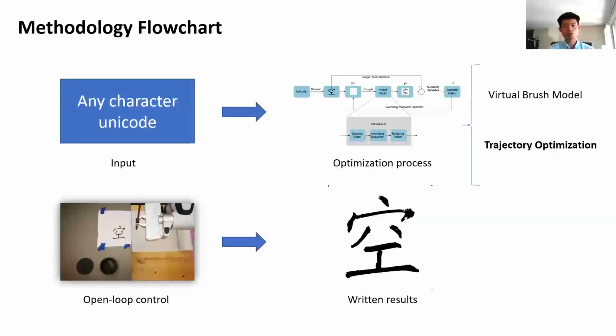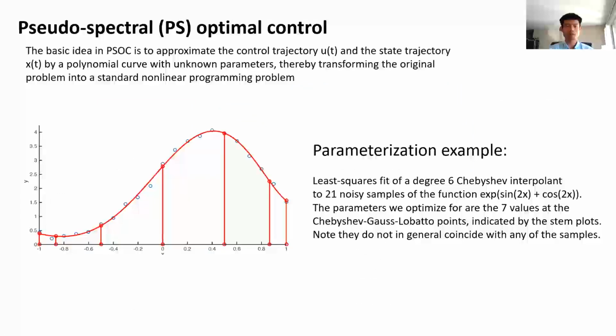After introducing the virtual brush model, we will look at the trajectory optimization part. The basic idea is inspired from pseudo-spectral optimal control. Basically, the PS method uses collocation points to parameterize the trajectories. After specifying a set of collocation points, the original trajectory can be reconstructed by Lagrange polynomials.